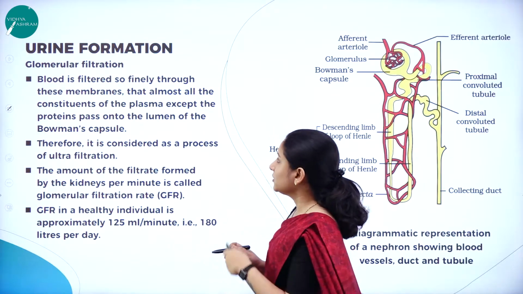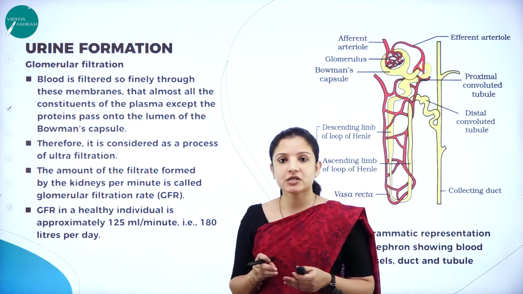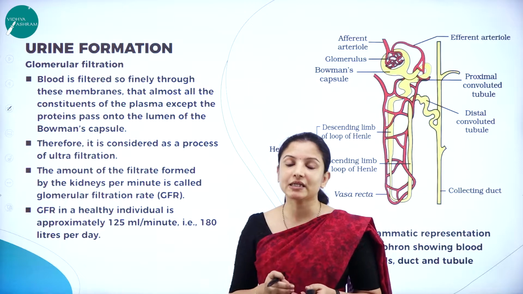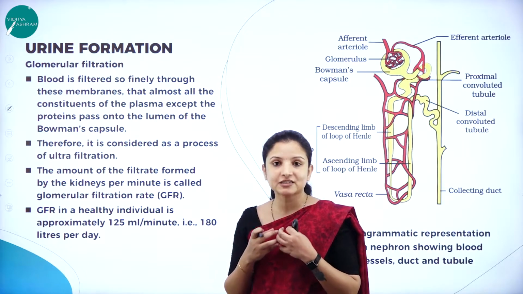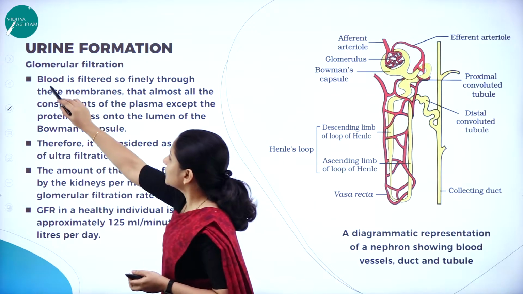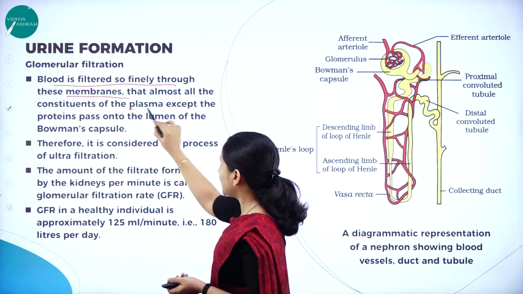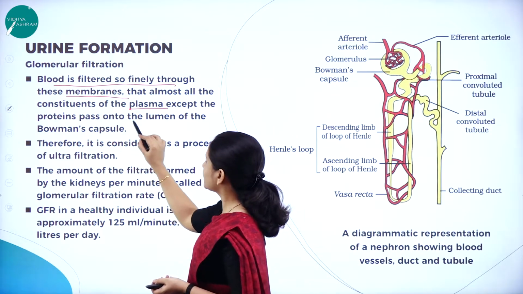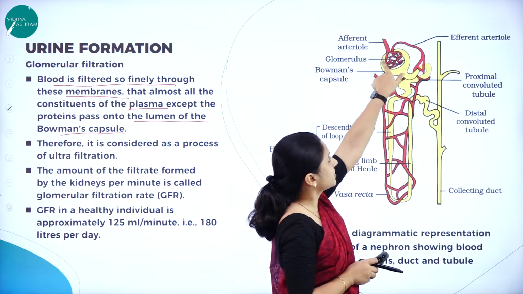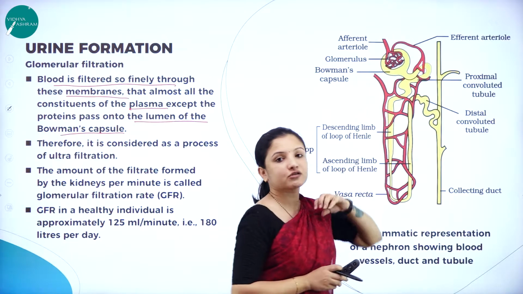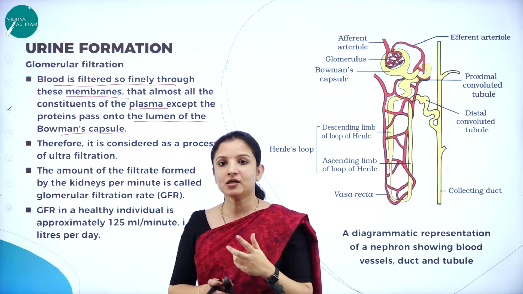So next, the blood is filtered through these filtration spaces. Where are the filtration spaces present? They are present in the epithelium of the Bowman's capsule, which is arranged with lots of intricate spaces. Through these, the blood is filtered so finely that almost all the constituents of the plasma, except the proteins, pass into the lumen of the Bowman's capsule. The lumen is nothing but the cavity in the Bowman's capsule, and the blood gets filtered and passes into that lumen.